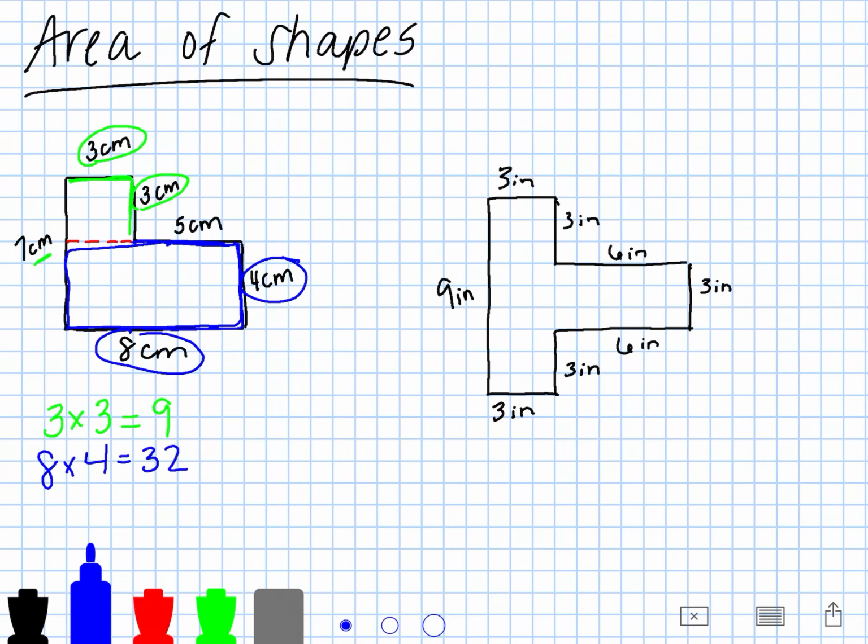Then I need to add 32 plus 9. And I get 41 centimeters squared. Make sure you have your unit of measurement. In this one, it's centimeters squared.